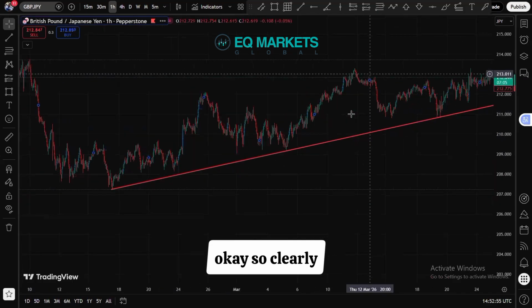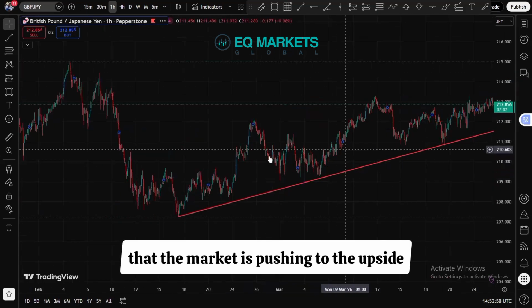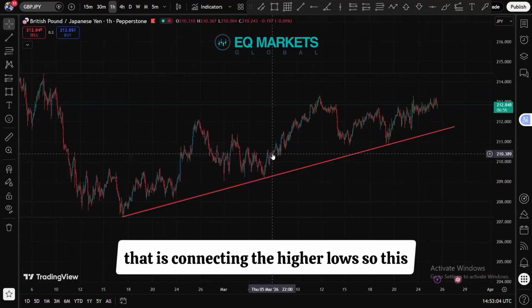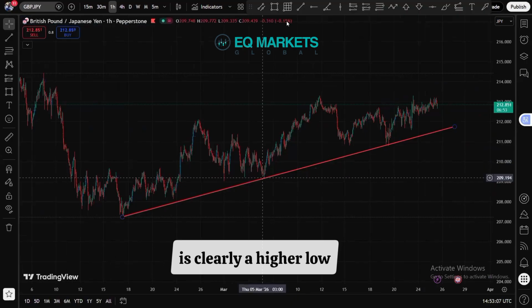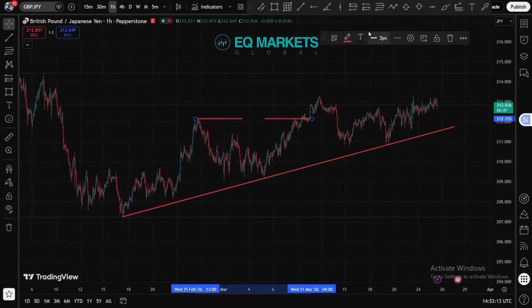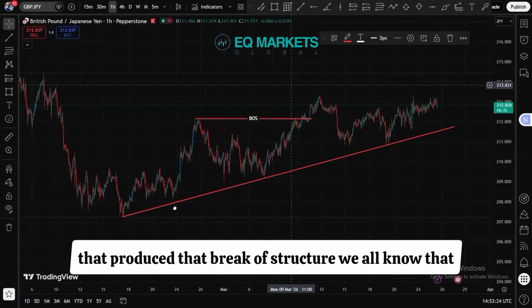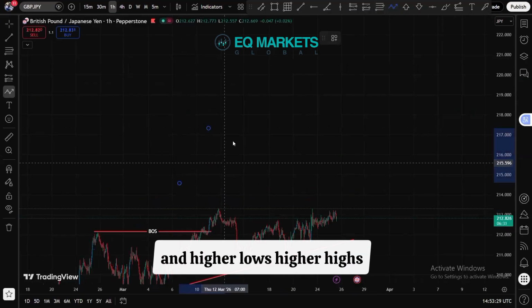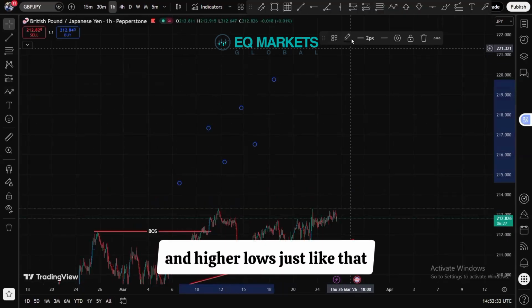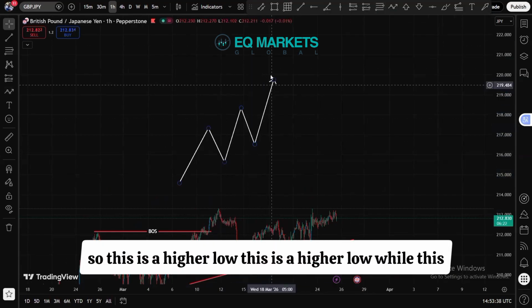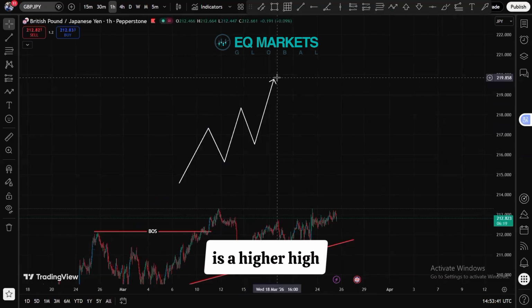Clearly, what we can find is that the market is pushing to the upside, and this trend line is serving as an area of support that is connecting the higher lows. So this is clearly a higher low, because this is what we call a break of structure. So this is the higher low that produced that break of structure. We all know that in an uptrend, the market is making higher highs and higher lows, higher highs and higher lows, just like that. So this is a higher low, this is a higher low, while this is a higher high.